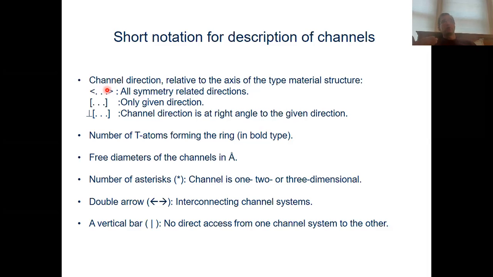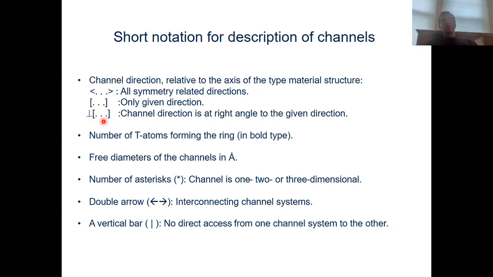means that also you have the same channel type in the 0, 1, 0 direction as well as the 0, 0, 1 direction. Okay, if you place the direction in brackets, then that means you have that channel really only in that particular given direction. Okay, if you place a particular sign in front, then that means that the channel direction is actually perpendicular to the direction you give here within the brackets.